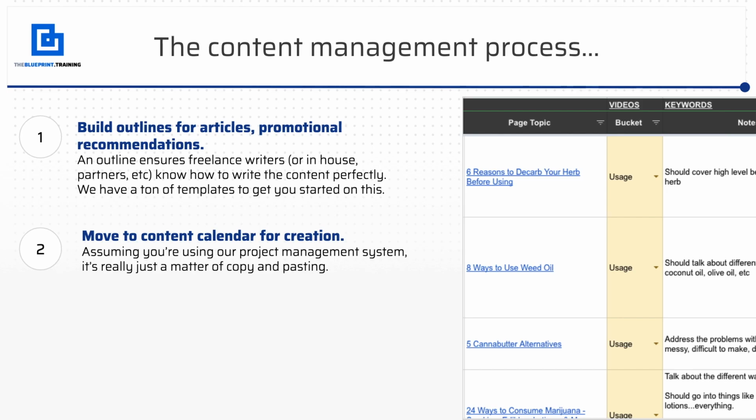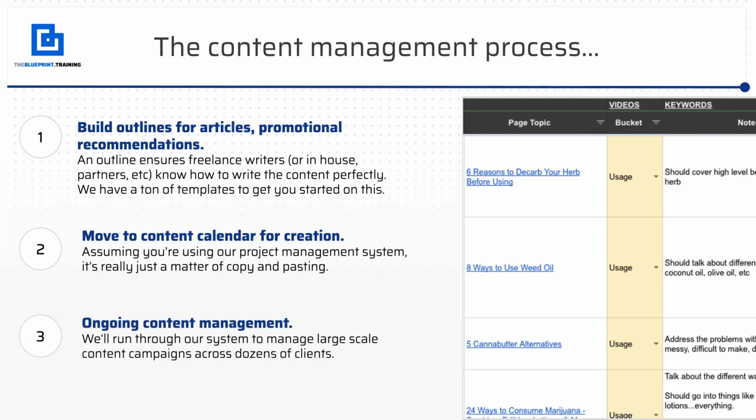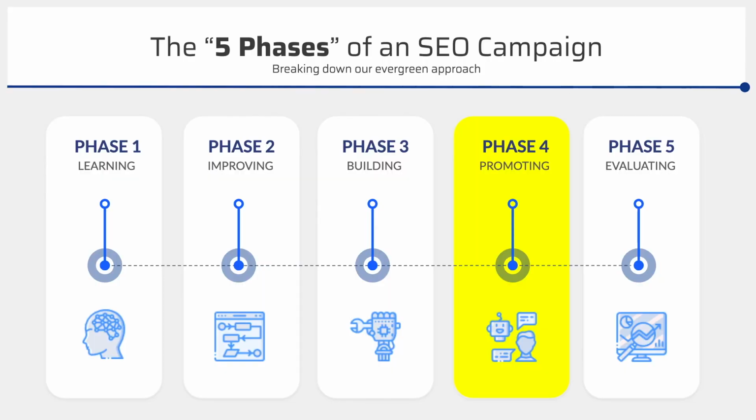After you get that done, we want to move this stuff to a content calendar for creation. We have a full project management system within the blueprint that dictates not only your day-to-day SEO, but your link building and your content marketing as well. It's really just a matter of copying and pasting the content topic template that I showed you before into the content calendar creation, and then boom, you're working at scale. And then ongoing content creation: I'm not going to cover this here, but essentially you just get a project manager or yourself to make sure you're staying on top of deadlines, managing the project management system that we gave you, and you'll be good. So that is it for phase 3.